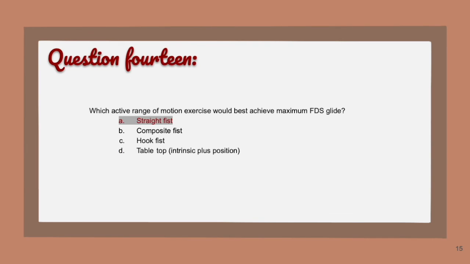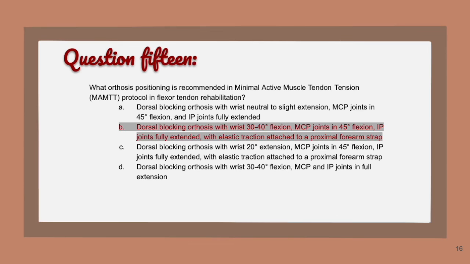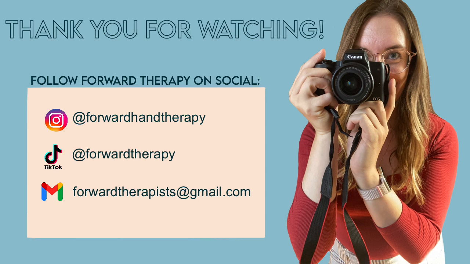Question 14, the answer is A, straight fist. And finally, question 15, the answer is B, a dorsal blocking orthosis with the wrist 30 to 40 degrees of flexion, MCP joints in 45 degrees flexion, the IP joints fully extended with elastic traction attached to a proximal forearm strap. And that is a wrap on today's video.